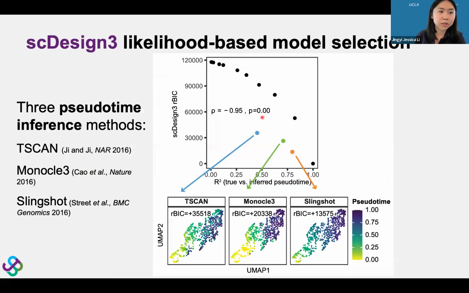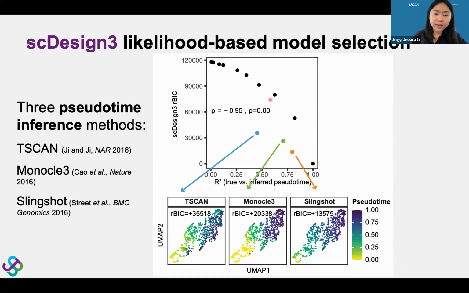Finally, this is the model selection usage of our model. So we consider 3 pseudotime inference methods: TSCAN, Monocle 3, and Slingshot. They were all proposed to order cells and assign pseudotime values to the cells. So we calculate the BIC by inputting each method's pseudotime values as the cell state covariate into our model. So we can check the model fitting.